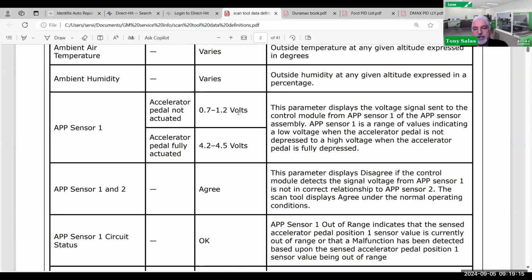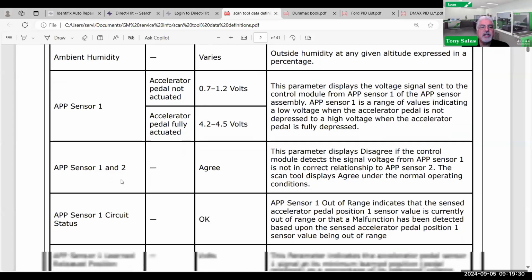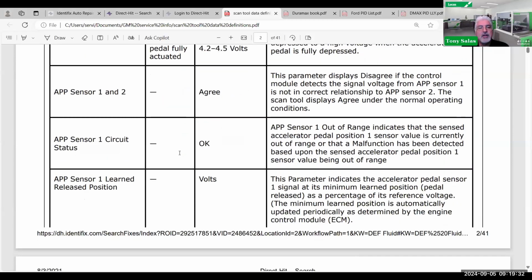So again, how can I analyze that? Look at my PID list and let's see if my voltages are between 0.7 and 1.2. And then with my pedal fully actuated, wide open throttle type of thing, 4.2 to 4.5, right? But you'll notice, though, to take it a step further, how PIDs have excelled. Once again, we talked about, okay, it says APP sensor 1 circuit status.